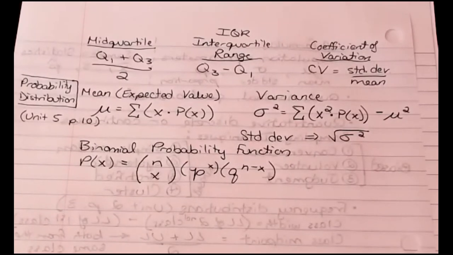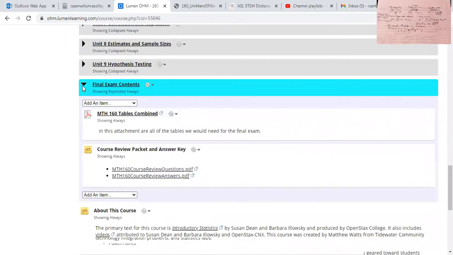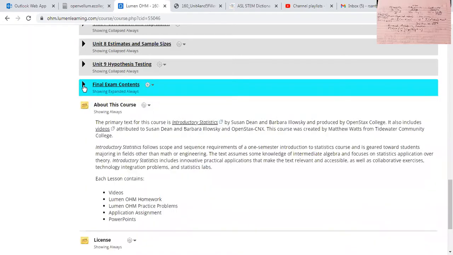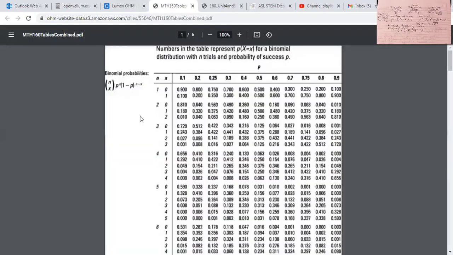Now, in the set of tables that I've given to you, if you're not sure where they are, all you have to do is go into Lumen and scroll all the way down. You will see that there is a final exam contents block. When you open this up, you have your Math 160 tables combined, and you also have your course review packet and answer key. Definitely play around with these so that you can feel a lot better about what you're studying.